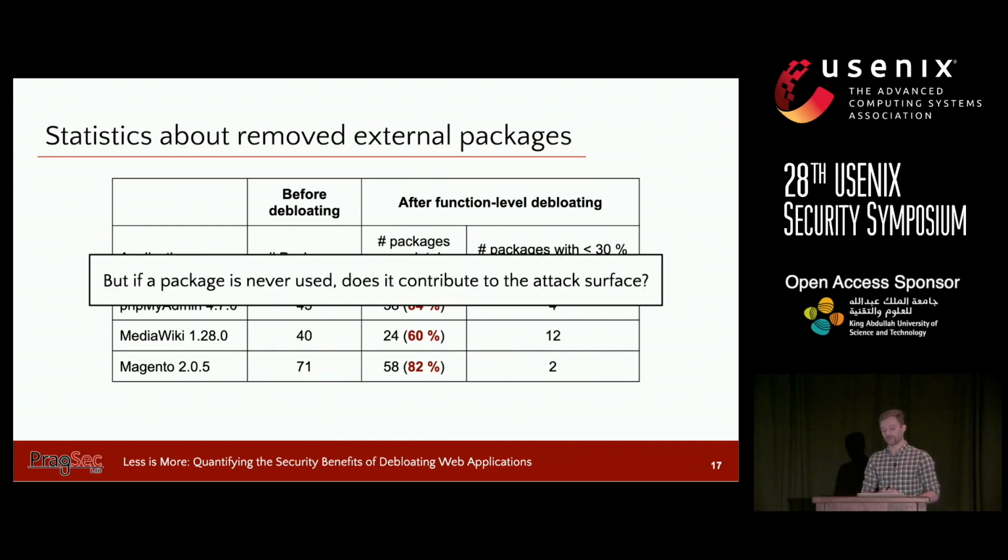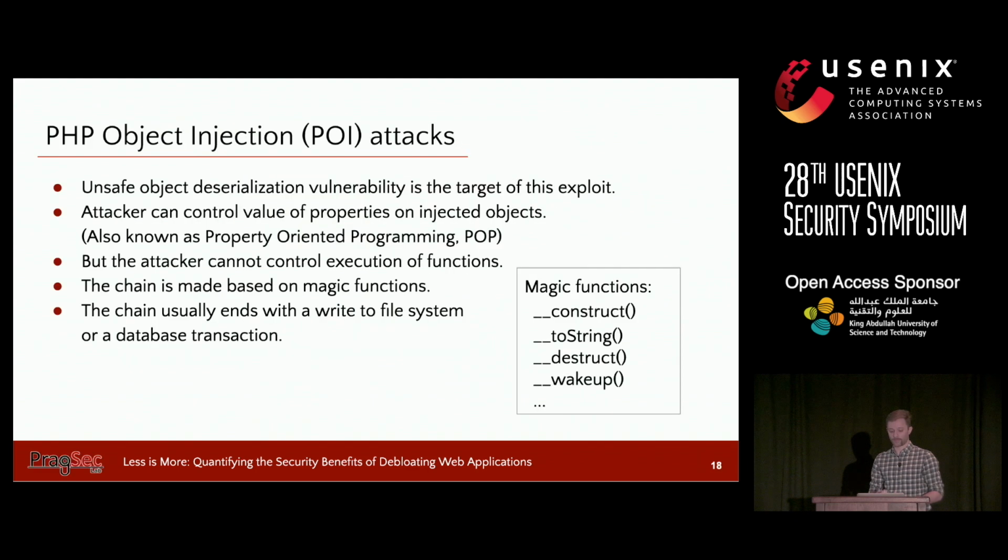So now the question arises, if these packages are never used, how do they actually contribute to the attack surface? To understand that, we have to take a look at PHP Object Injection attacks. In this type of exploitation, you have an unsafe deserialization where the string that ends up in the deserialization function is controlled by the attacker. So the attacker can reuse the objects defined within the context of your application. He can control the value of the properties of those objects, but he cannot control the execution flow of the application. So he has to rely on certain functions which we call magic functions within PHP.